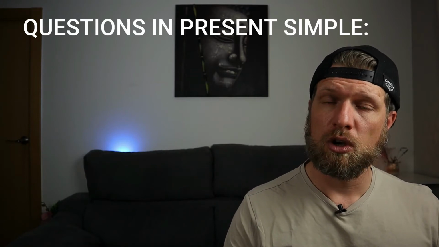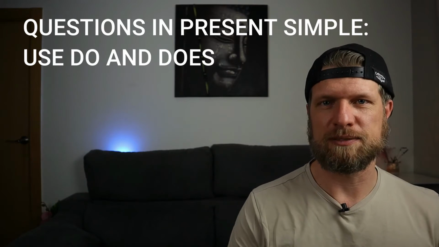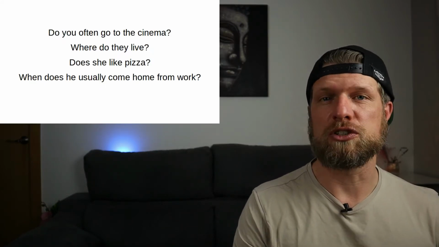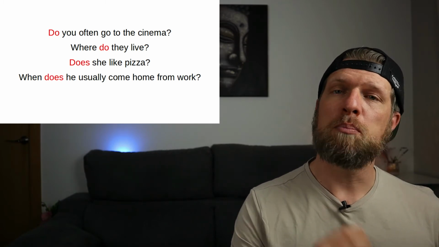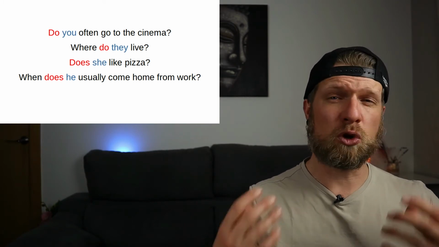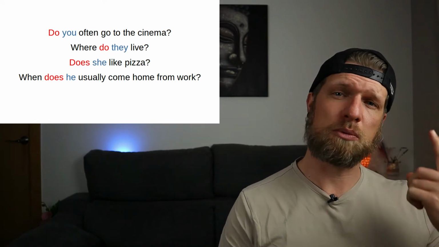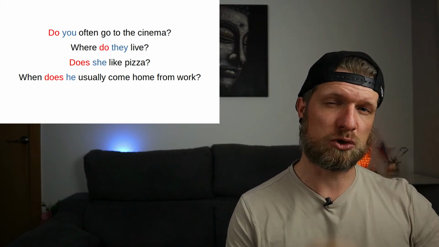To ask questions in the present simple, we again use the auxiliary verbs do and does. Look at these examples. Notice the word order in these questions. We use the auxiliary verb do or does before the subject in questions in the present simple. If you want to learn more about questions in English, you can also check out my other video. You will see a card somewhere here on your screen.